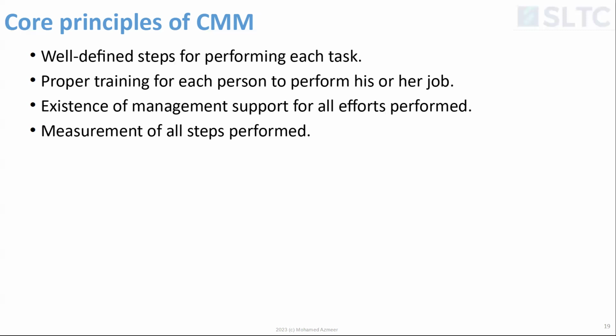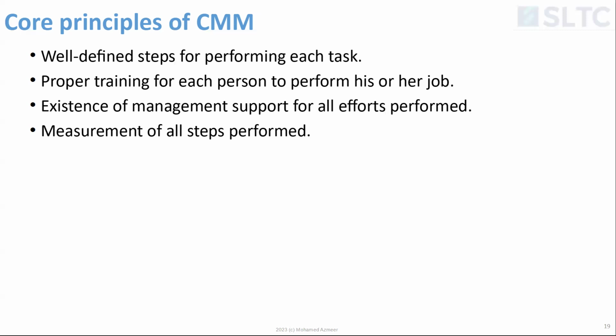Now we are talking about the core principles of CMM. So well-defined steps for performing each task, right? Every task is properly defined. And then proper training for each person to perform his or her job. So apart from having a standard, you must also train the people as to how to do the task, which is also equally important, isn't it?